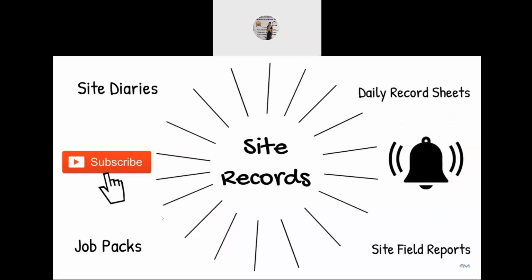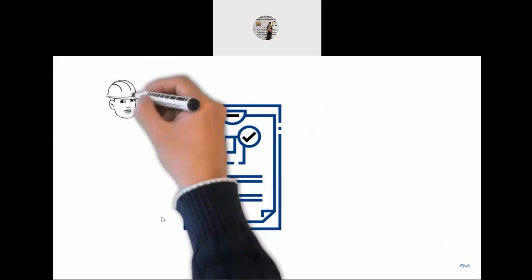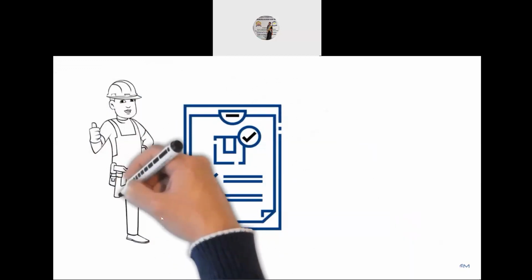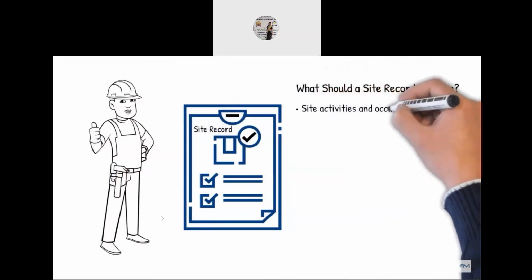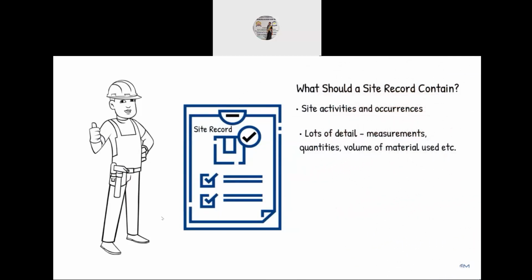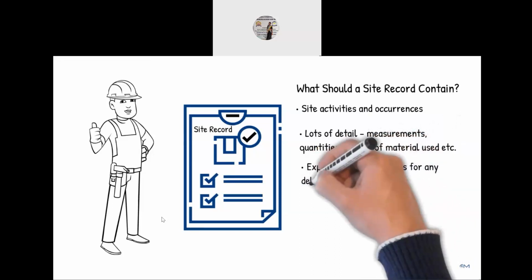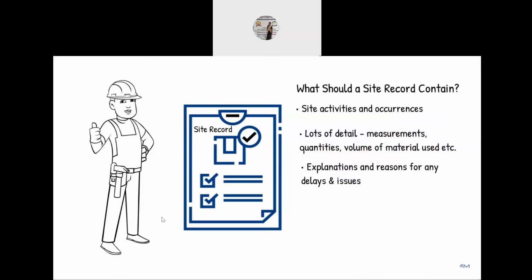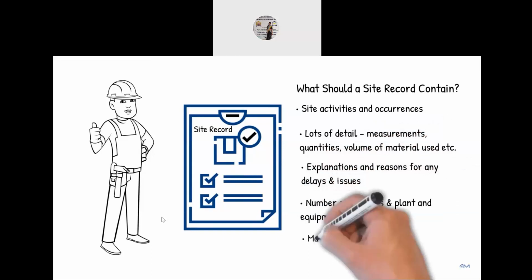Let us take a look at what a site record is and the type of information it should contain. As the name suggests, it's a record that should be kept daily by a qualified person employed by your company. This could be a supervisor, site engineer, site manager, or site agent, and should detail site activities and occurrences, details of the work carried out, including as much information as possible. This can include measurements, quantities, volume of material used, and the like. It should also include explanations and reasons of any delays incurred and any issues encountered, numbers of workers present on site, specifically what plant and equipment was in use, and also material deliveries.